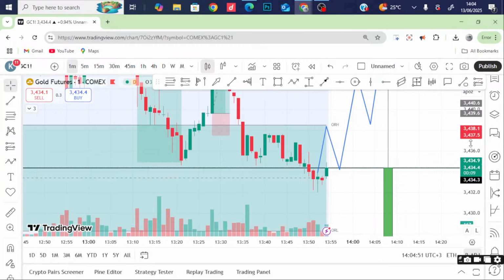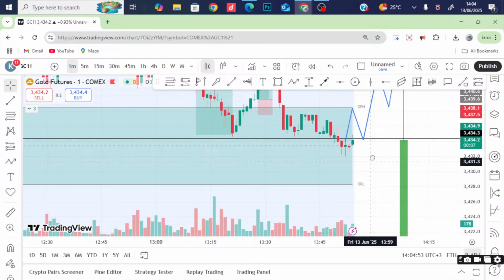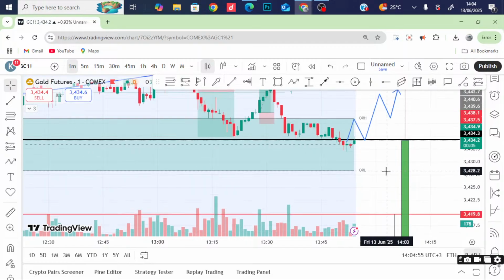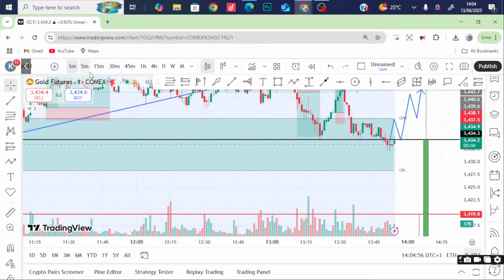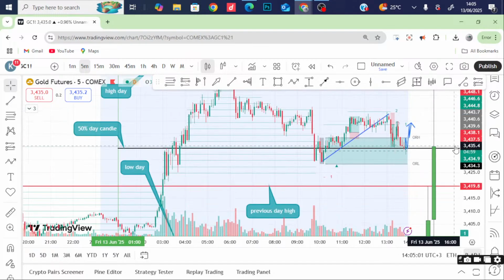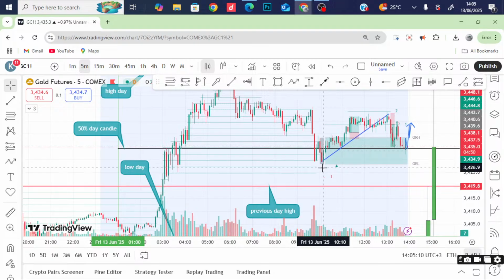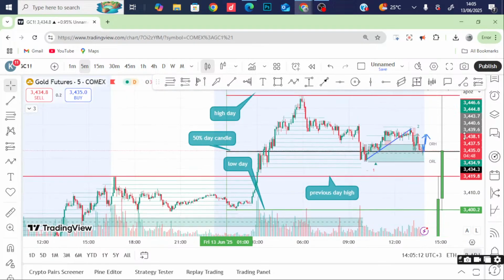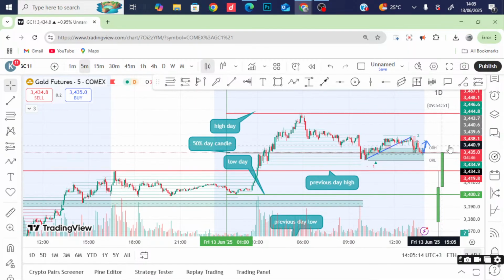So as we are waiting, let me take you through some of these things which are here. There is a breakout of the region, there is a rejection. So we just wait aside and I tell you more about this strategy.